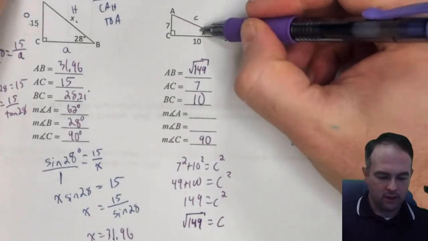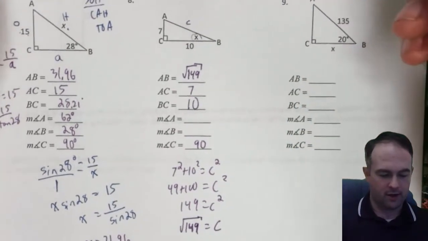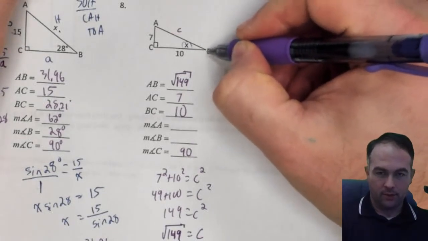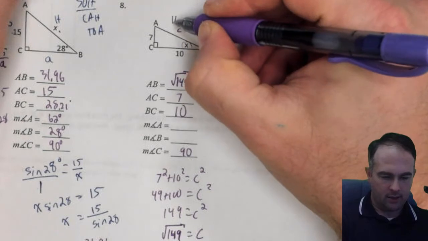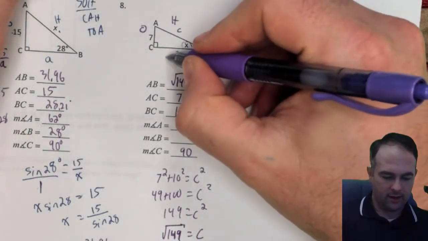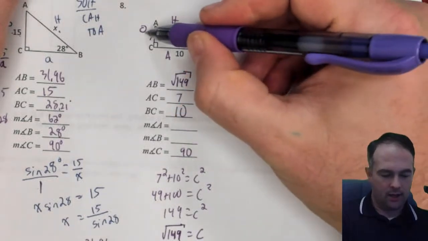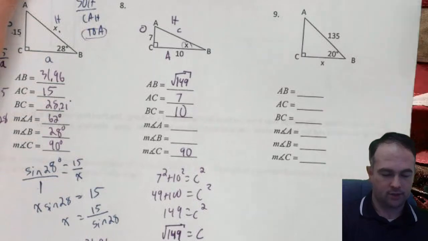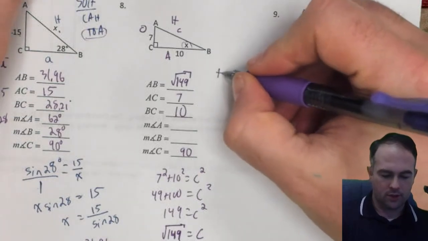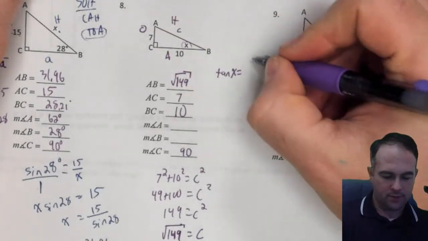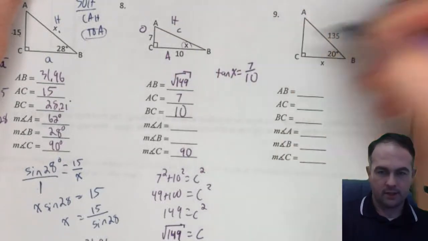I'm going to use the angle B here because we already have the variable x in there. From angle B, we have the hypotenuse at the top, we have the opposite over here at 7, and then we have adjacent at 10. I know opposite and adjacent make tangent. So we set our equation up. Tangent of x equals opposite, 7, over 10.